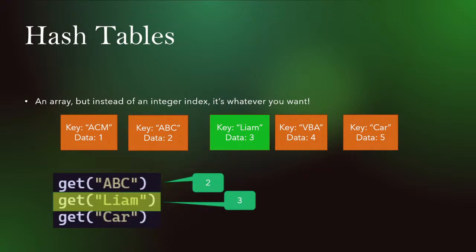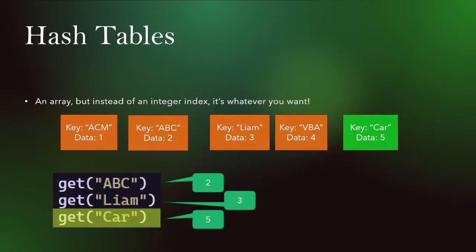We're going to find it right there, and then return the corresponding data, and that's 3. And then the last one, get car. We're going to scan the hash table, look for the key car, and then let's find it right there, and then return the data 5.